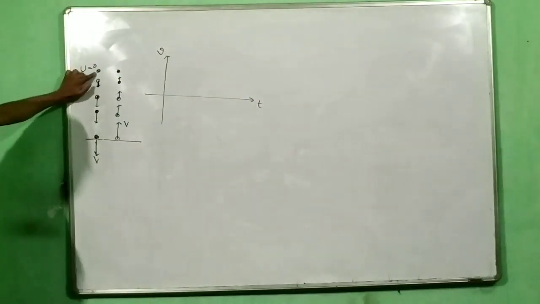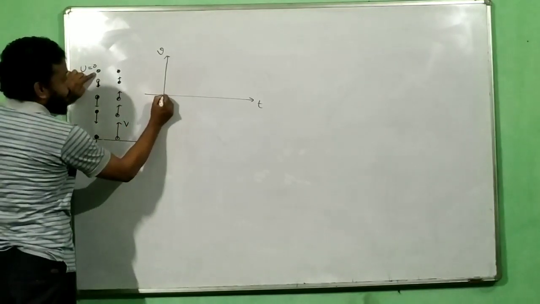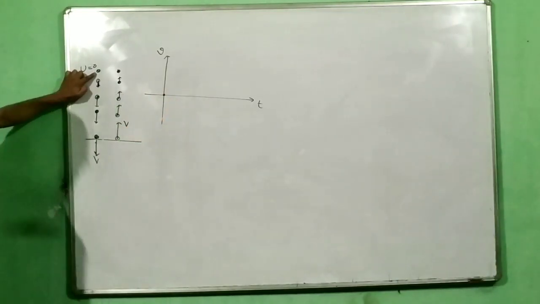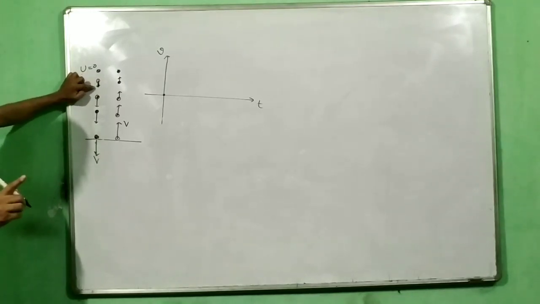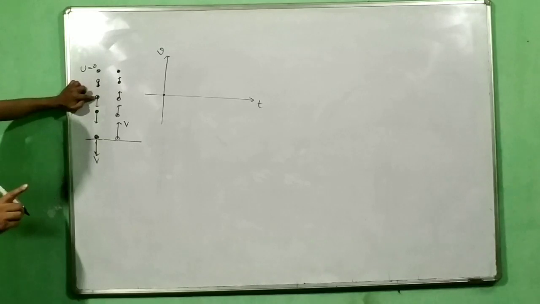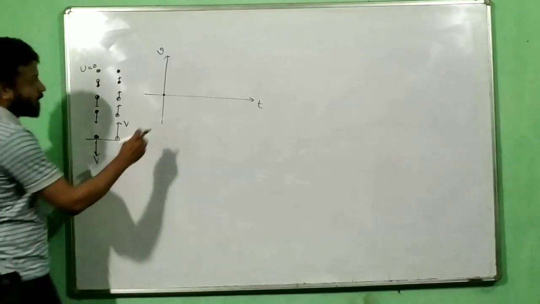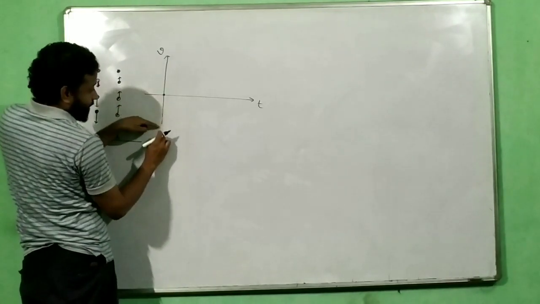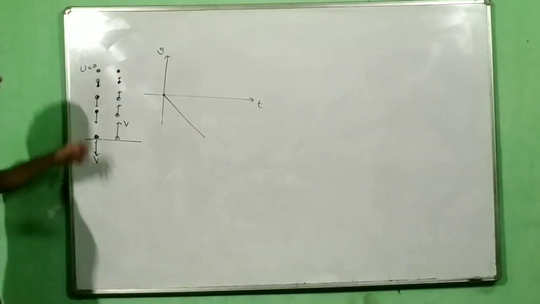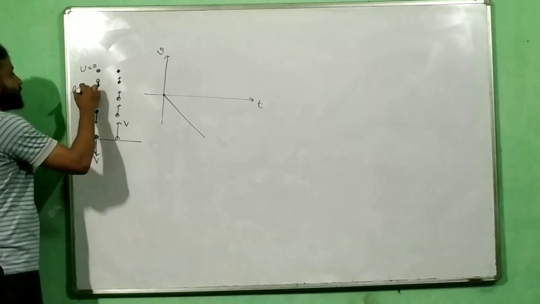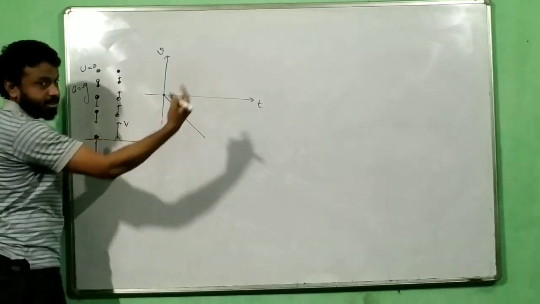what is my initial velocity? 0. The graph will start from the origin. Then the velocity is negative and increasing: -1, -2, -3, -4 and so on. So it will be like this. And of course the acceleration is -g, that has to be there, and this slope is always negative here.